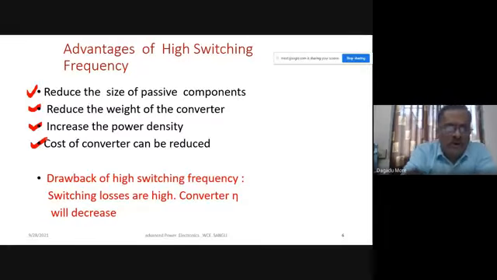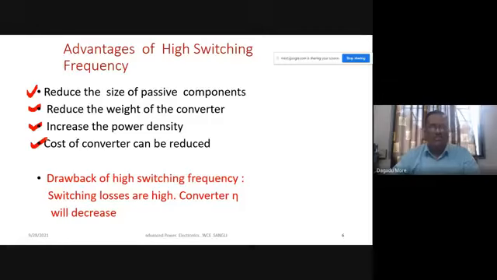But if you go for high switching frequency, what is the drawback associated with this? When you go for high switching frequency, the switching losses will increase, and because of that, the converter efficiency will decrease.